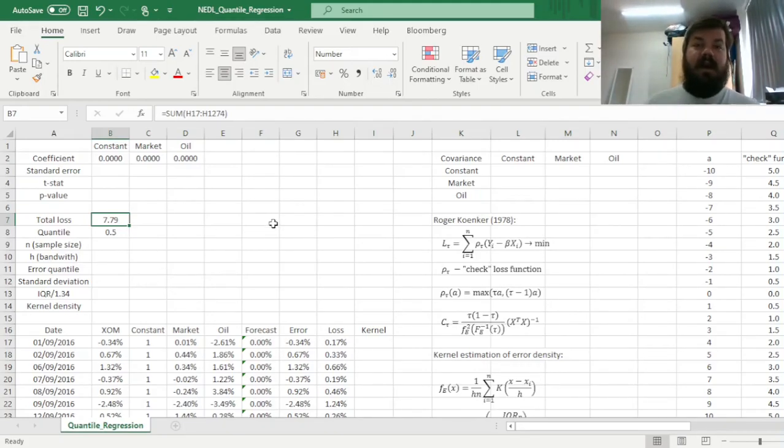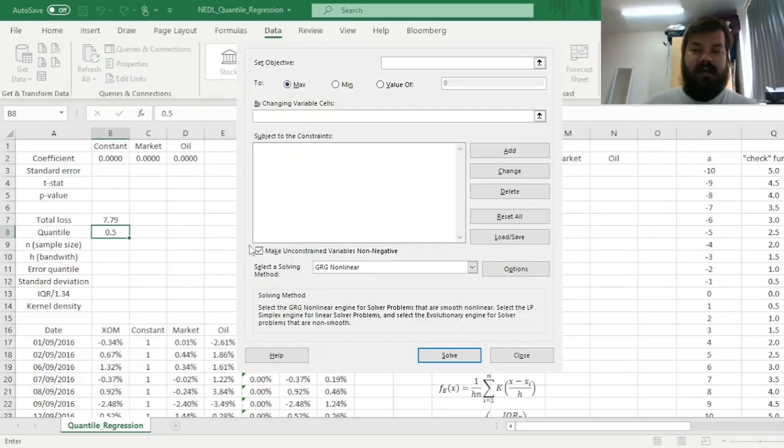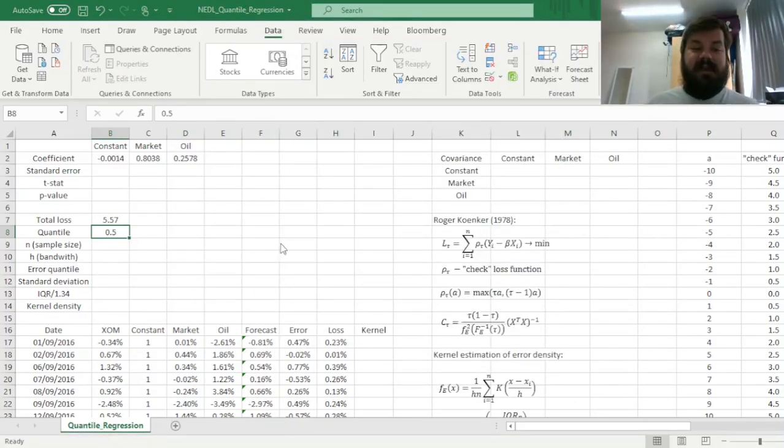Now we can optimize it, minimize it, by changing the coefficients, the parameter values, to arrive at the optimal parameter values for the conditional median estimation. And for that, we can go Data, Solver and specify our optimization task. We want the total loss to be minimized by changing our three coefficients. And then we need to untick the non-negative restriction because some of those coefficients can be negative, why not? And we can stick with the gradient descent, GRG Nonlinear, click Solve, and wait until the optimization task arrives at an optimal solution.